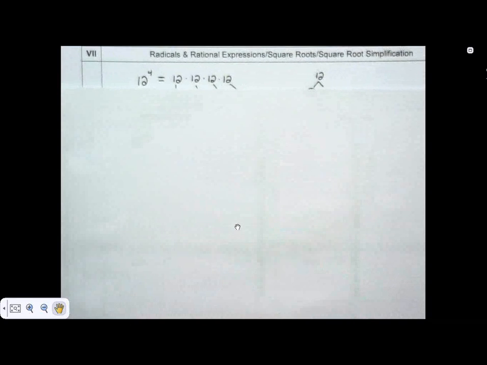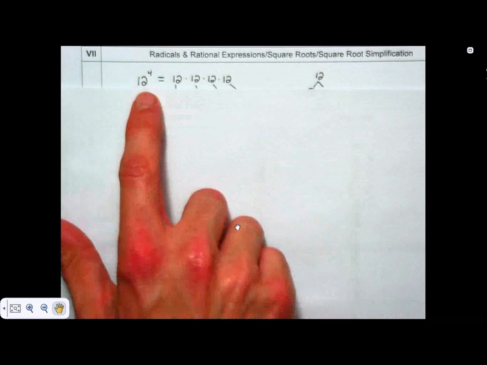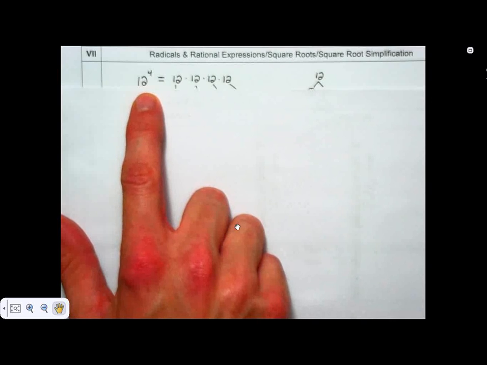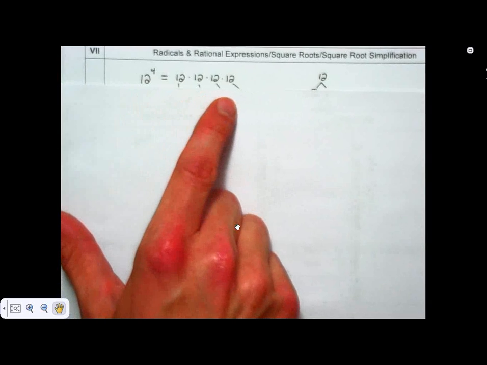Welcome. In this video, we'll be talking about how to simplify square roots. So to begin with, I want to review a discussion that we had about exponents. Looking at 12 to the fourth, what that means is that we have 4 factors of 12.